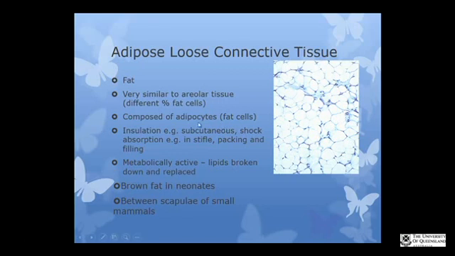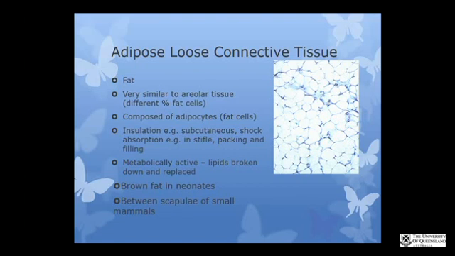It's composed of adipocytes, fat cells. It gives you insulation. It's found under the skin. It's shock absorption. You find it in the stifle in horses. It's packaging and filling. You'll find it around your kidneys to protect them. You find it in all the important places that you need to protect yourself. It's metabolically active, which means that those lipids are broken down and replaced all the time.